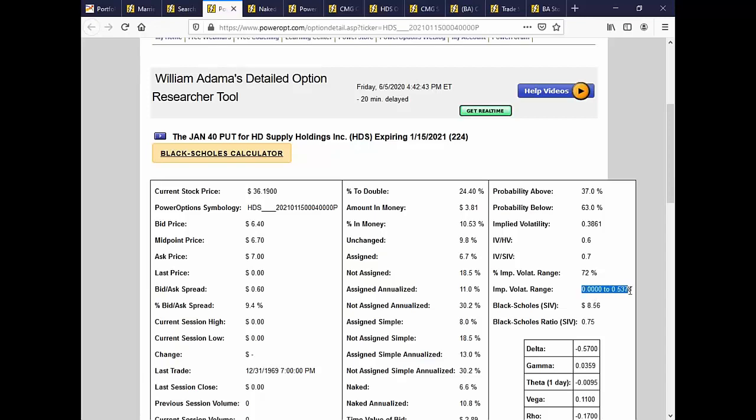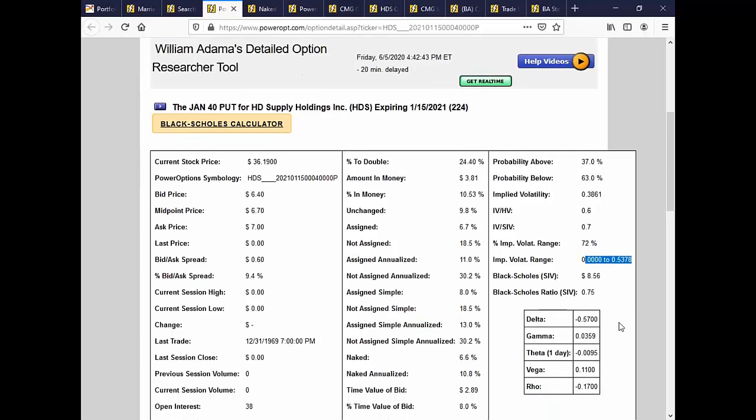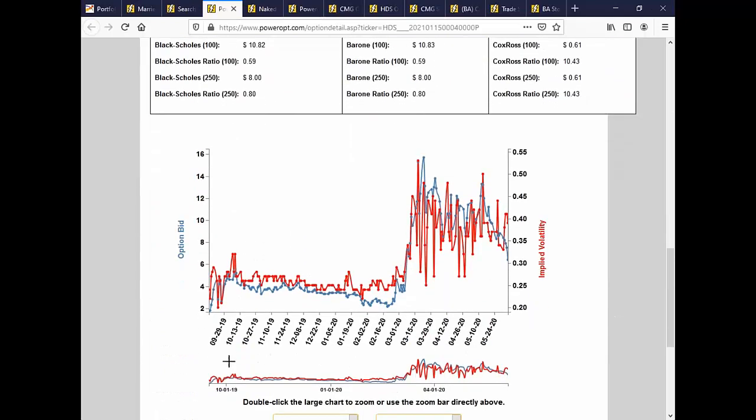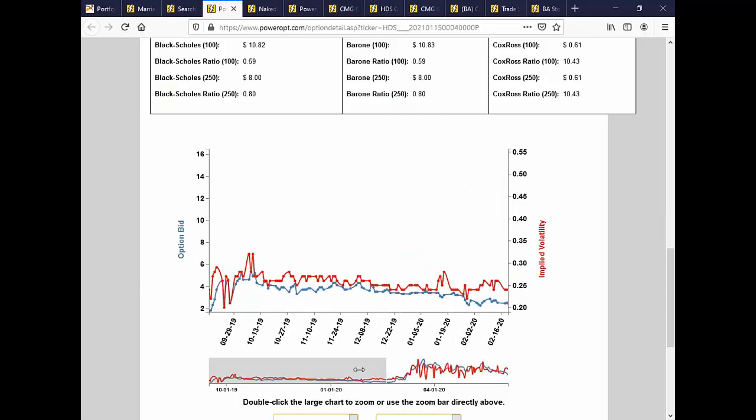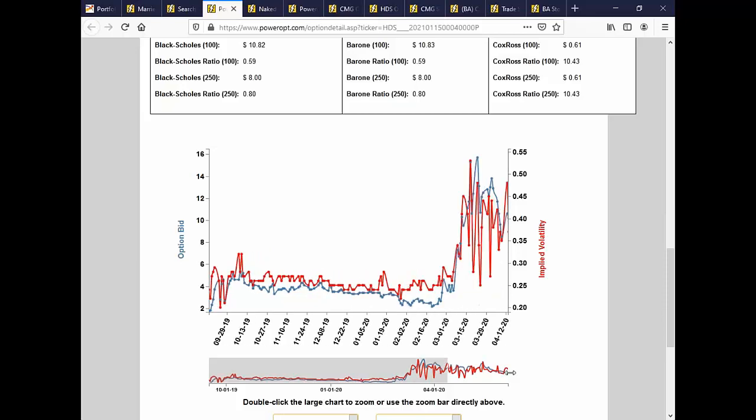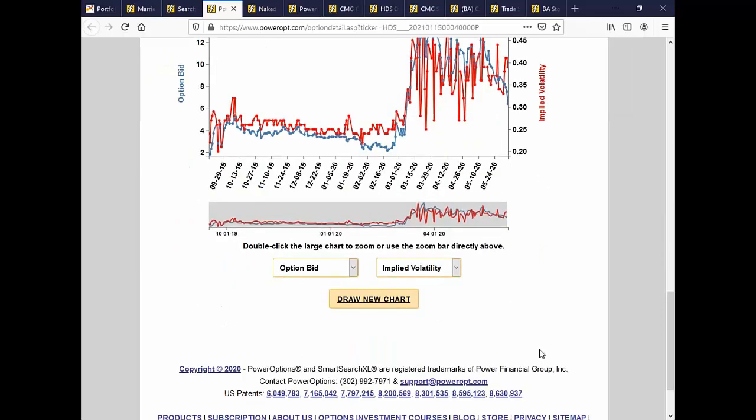So the IV range currently right now, it's at 0.3861. It's at the 72nd percentile. It did have a 0 range at one point. But then you see all the way back to when it was released on the market to September, option bid versus implied volatility. And we can click and drag on this a little bit to zoom in and zoom out. And then I can choose to compare delta versus IV and a lot more as well.